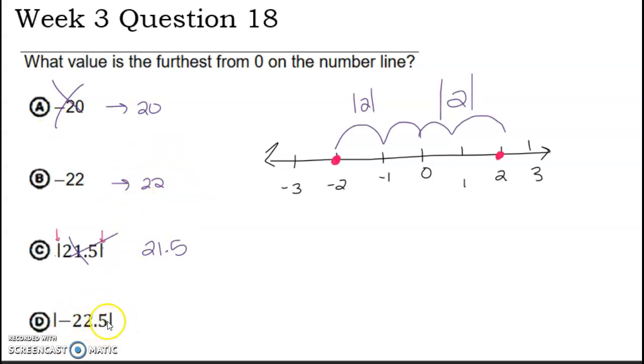Now this guy, even though it has these bars and it is a negative number, we are just trying to see how far away it is, not the number itself. So I'm at 0, and I know I need to look this way. I'm going to go all the way to 22.5, past 22 and then a half more. So this one is the farthest away from 0. It happens to be the lowest number, but these absolute value bars represent the distance from 0.